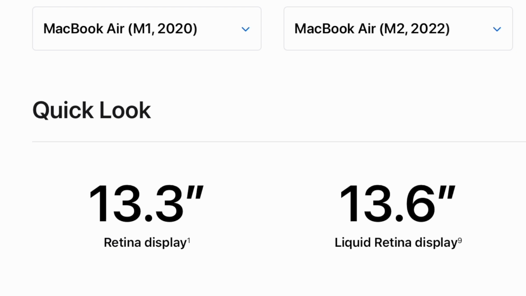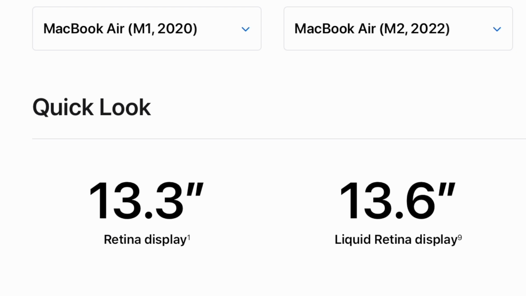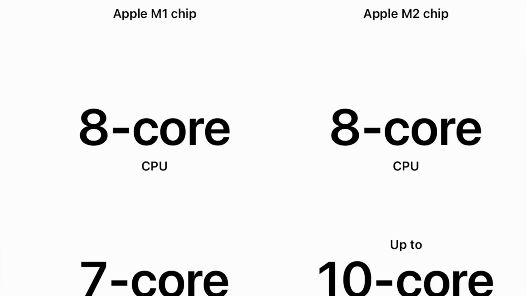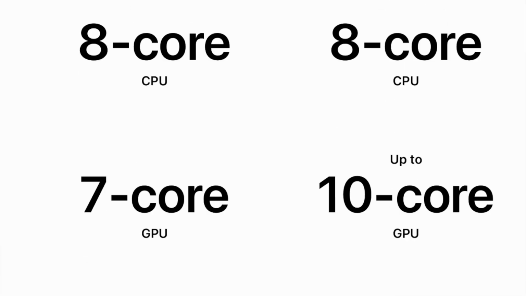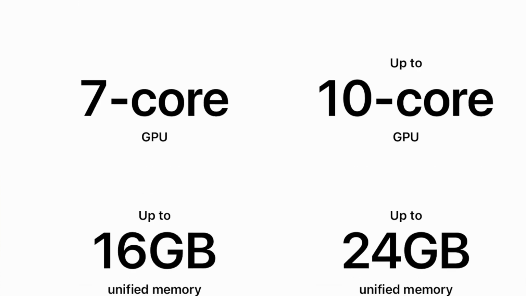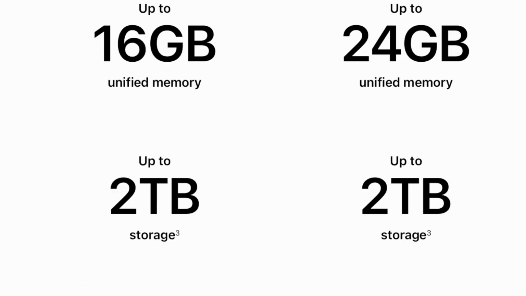The first thing that I take note of, if I do a comparison, in terms of specs, it's very clear that the screen size of the M2 Air is slightly bigger, 13.6 inch versus 13.3. The display is also a little bit different. The M1 Air uses Retina display while the M2 Air uses Liquid Retina. These are the specs, so for the M2 Air, it can go up to 10-core GPU, it can go up to 24 GB of unified memory, which is the RAM.